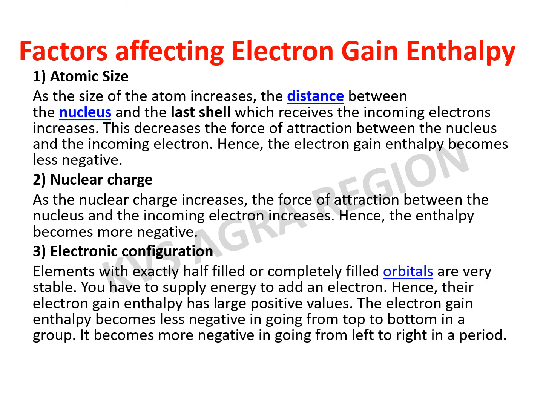Electronic configuration also plays an important role. Elements with exactly half-filled or completely filled orbitals are very stable. You have to supply energy to add an electron. Hence, their electron gain enthalpy has large positive values. The electron gain enthalpy becomes less negative in going from top to bottom in a group, and it becomes more negative in going from left to right in a period.